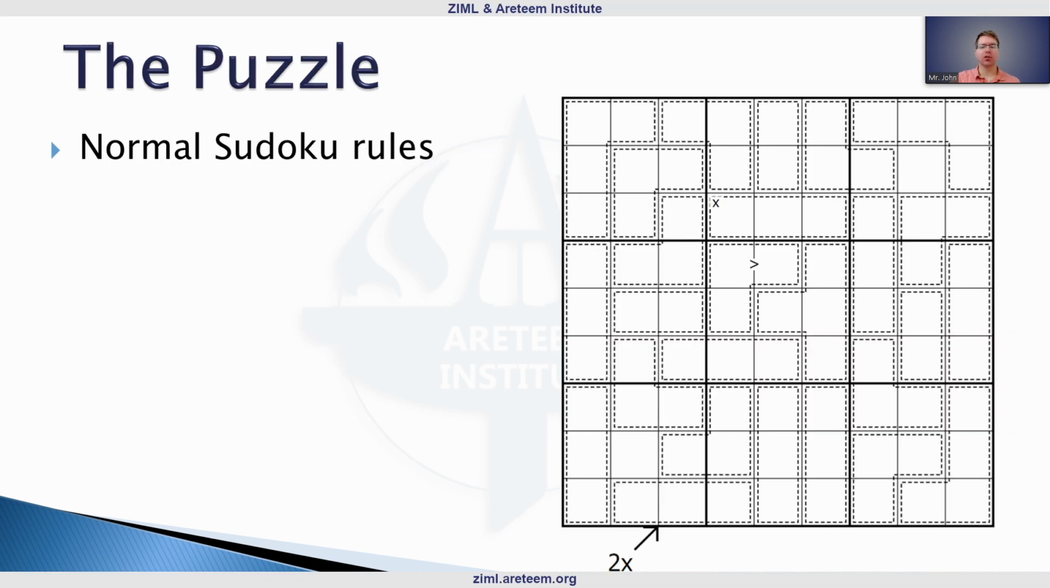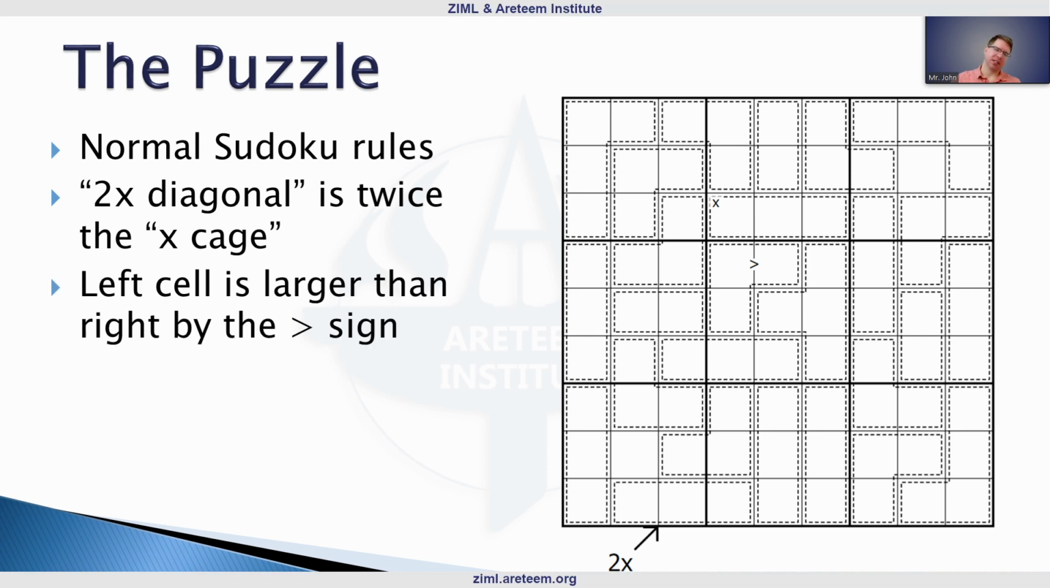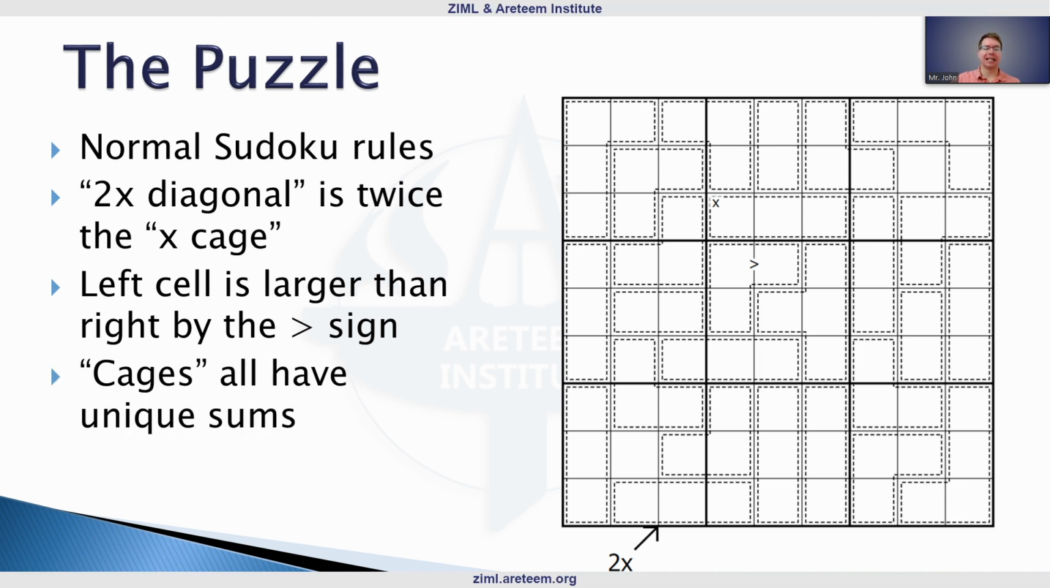Now, the puzzle we're focused on here has a lot more going with it. So we have normal Sudoku rules, row, column, 3x3 grids. We also have this restriction on this 2x diagonal. We have this kind of greater than symbol in the puzzle. But for today, I want to focus on these cages. So the cages all have unique sums, and the digits can't repeat in cages.